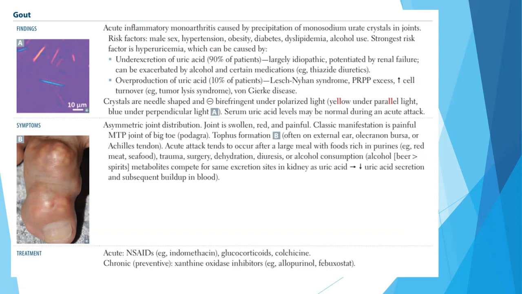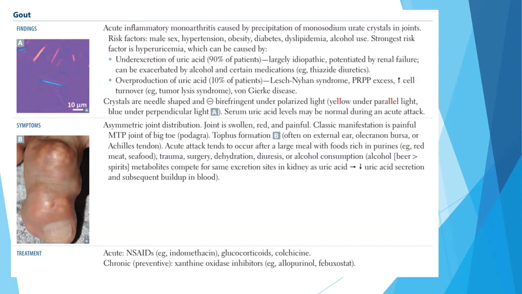Acute attack tends to occur after a large meal with foods rich in purines, like in our patient. Trauma, surgery, dehydration, diuresis, or alcohol consumption. Now these predispositions causing acute attack are very, very important for gout.